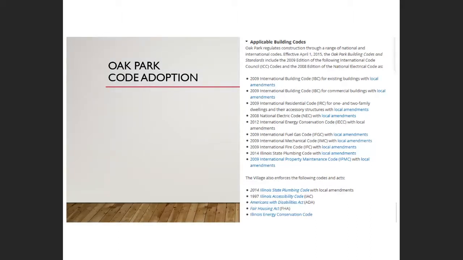and a lot of them say, right, here's the first bullet, 2009 International Building Code, IBC, for existing buildings with local amendments. So with local amendments means that Oak Park is following the 2009 IBC, and they have other things specific to Oak Park that they have tacked on there. So again, if you're going to design or build in Oak Park, you'd want to be familiar with obviously the IBC, as well as the local amendments that might apply to the work that you're doing.